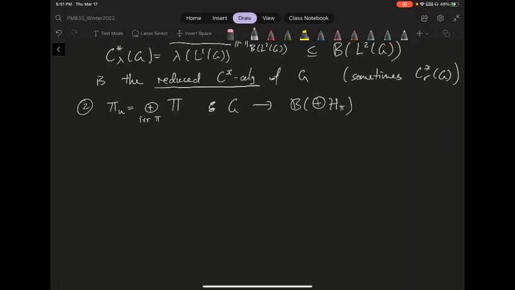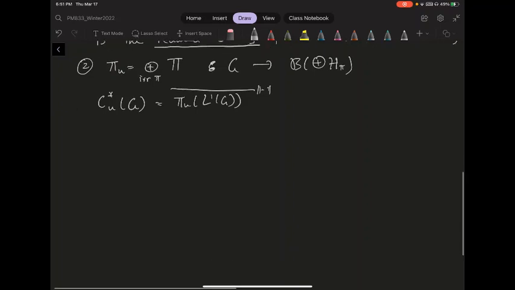So let's define the universal group C star algebra to be the C star algebra generated by this pi u. You take pi u of the L1 of G, and you close it up in norm closure. This Hilbert space is going to be huge, usually super big. Sometimes you can make it smaller, because the norm may not depend on all of it, maybe just on a few of them. But in any case, it's a really abstract one. There's another way of saying this, that you can think about.